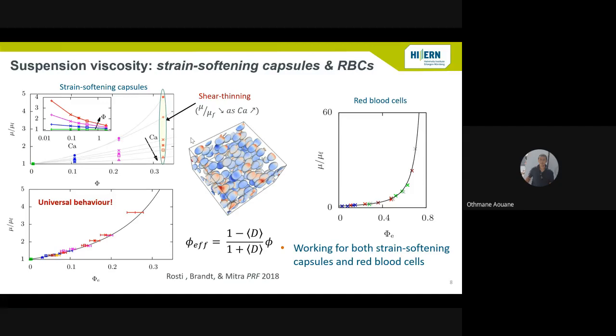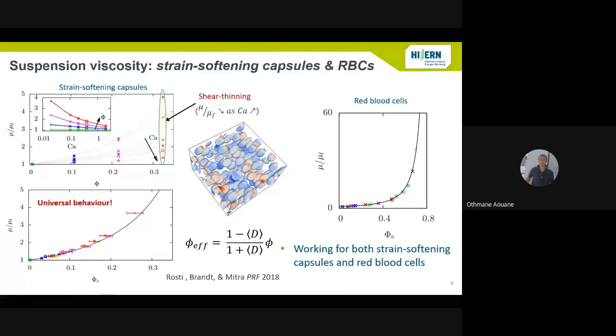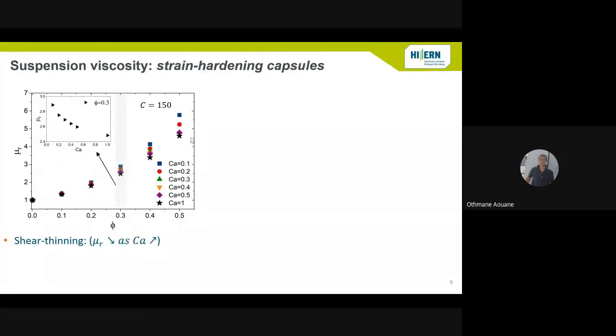So starting from this, we thought, okay, maybe we can use the same method and see if we can also get a universal behavior for our strain hardening capsules. So we start as well by measuring the relative viscosity as a function of the volume fraction. And we also observe that we have a decrease of viscosity. If you take a look at the inset, we have a decrease of the viscosity as a function of the capillary number or the shear rate, if you wish. So this is what we call a shear-thinning behavior. So this is also similar to emulsions or to strain softening capsules.